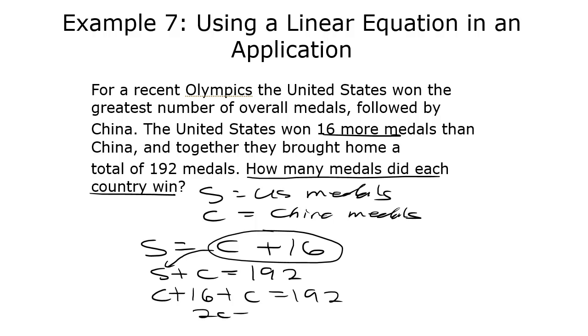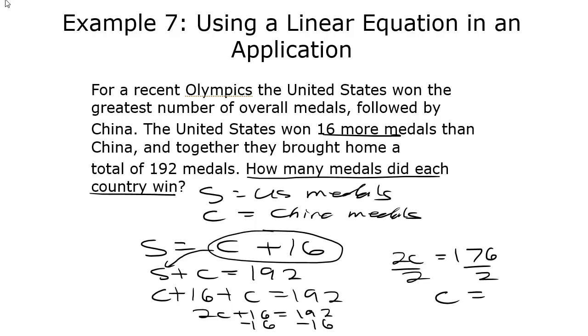Combine my c's, 2c plus 16 equals 192. Subtract the 16 and get 2c equals, what's that, 166? Double check my work, right? 192 minus 16, 176. See, that's why I got to double check. That's why you're not supposed to do things in your head. 176, and then divide both sides by 2 and get c equals, I'm doing it in my calculator because I've learned from my mistake, equals 88.